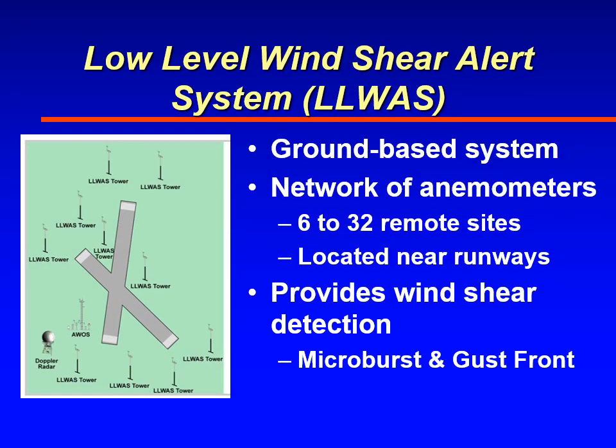The low-level wind shear alert system, or LLWAS, is a ground-based system that's composed of a network of anemometers. Depending upon the type of airport and the number of runways, it can be up to 32 remote anemometers around the airport. And these anemometers are located strategically around the runways to provide detection for wind shear. And specifically, they're looking for microbursts and gust fronts.